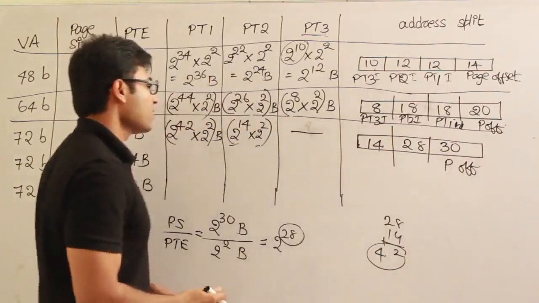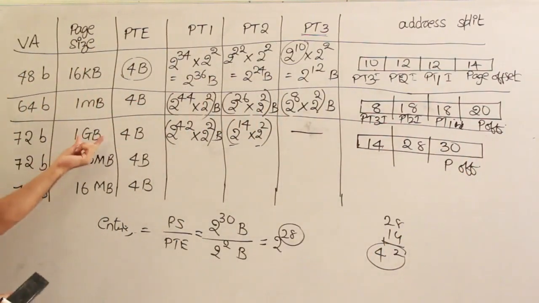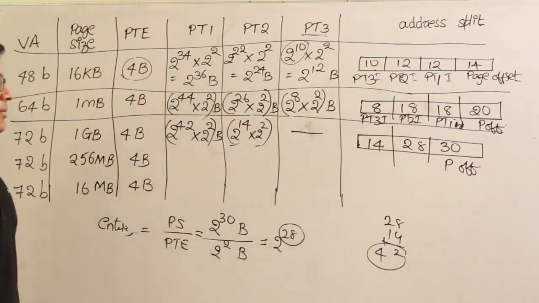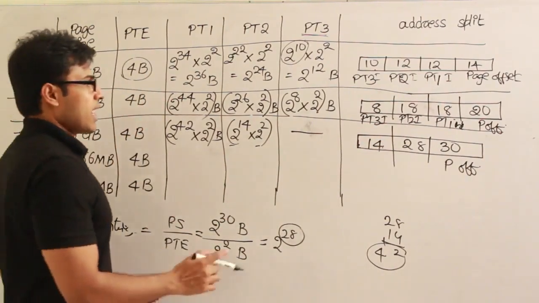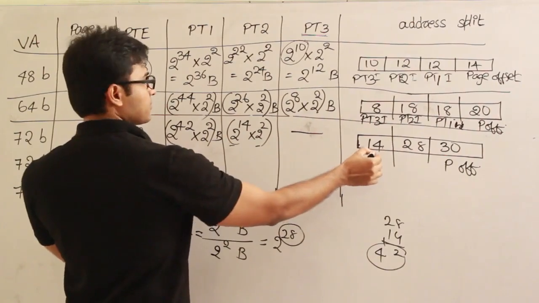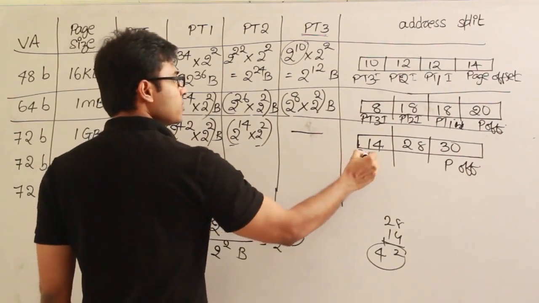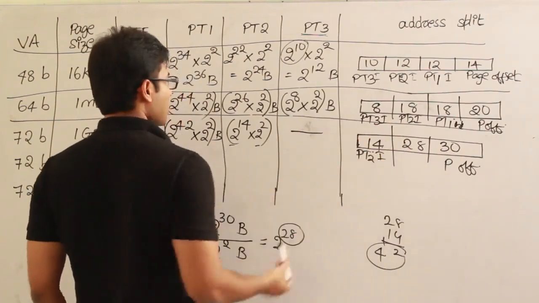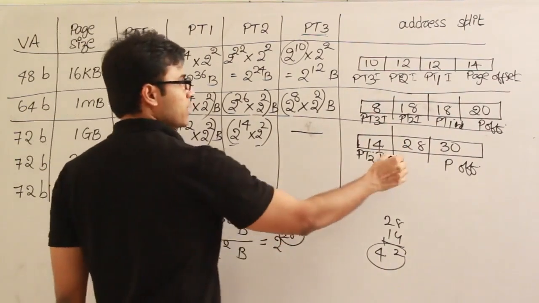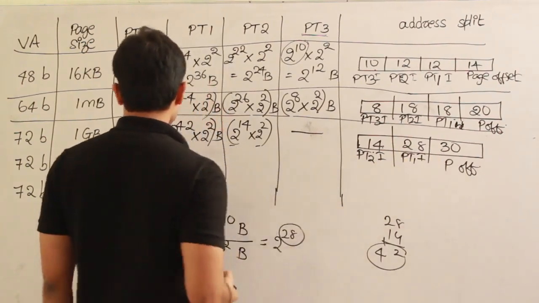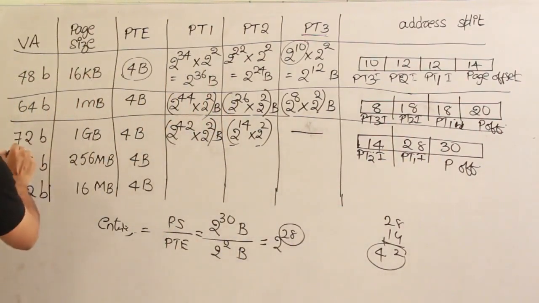Logical, isn't it? Why? It is byte addressable, and the size of the page is 1 GB. Therefore, having 30 bits as the page offset is logical, right? And what about this one? 14 is going to be the page table 2 index. And 28 is going to be the page table 1 index. So we need only 2 levels here. Understood this? Fine.